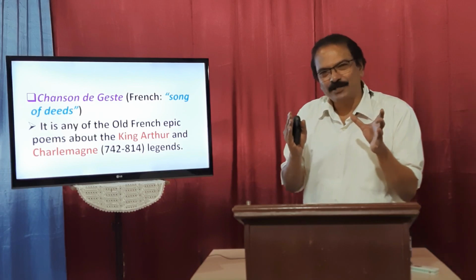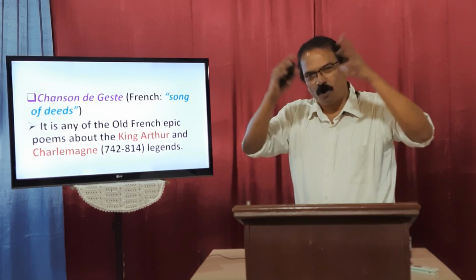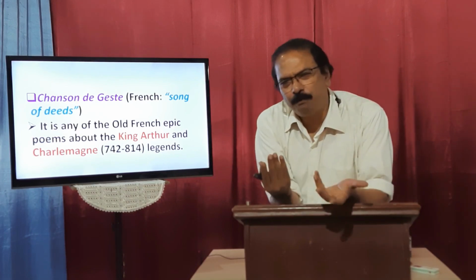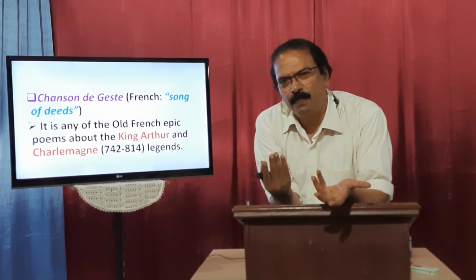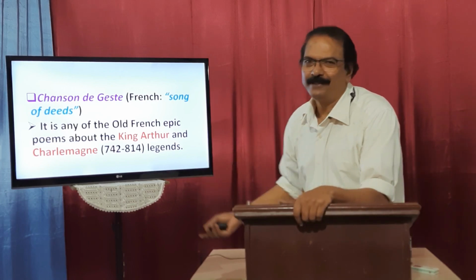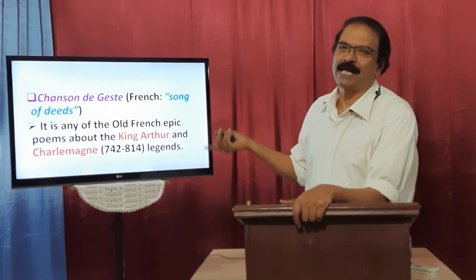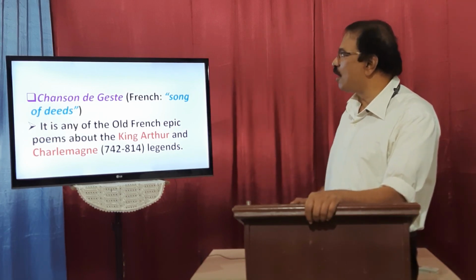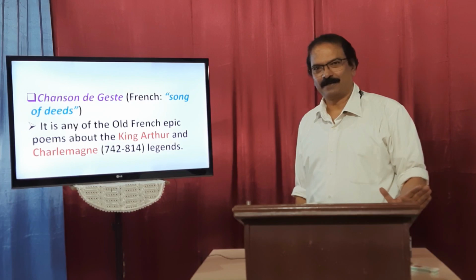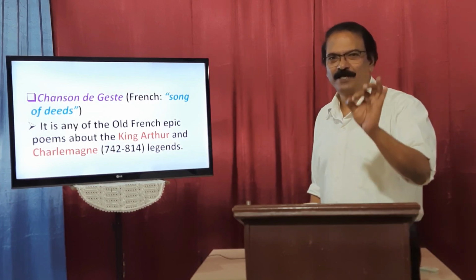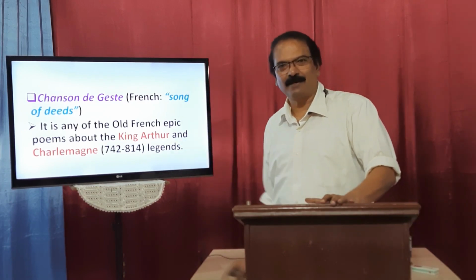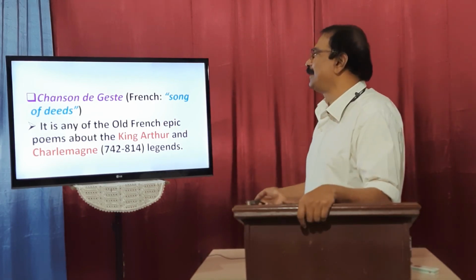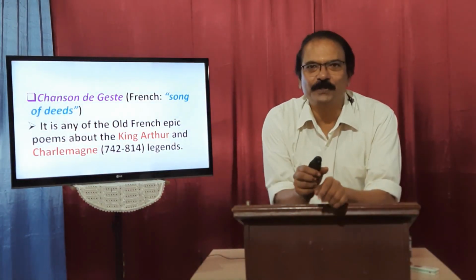So, Chanson de Geste is a collection of poems. And in this collection, any poem that deals with the exploits of either King Arthur or Charlemagne is generally known as a Chanson de Geste. Is that clear? I think we have come to the end of this lesson.